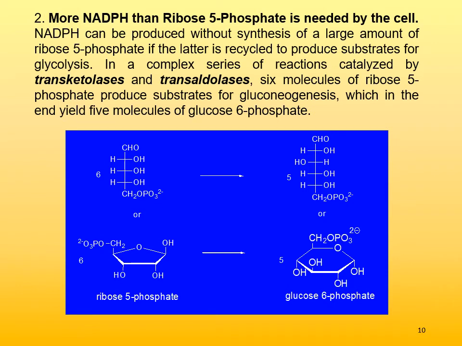In the second case, if more NADPH than ribose 5-phosphate is needed by the cell, NADPH can be produced without synthesis of ribose 5-phosphate if ribose 5-phosphate is recycled to produce substrates for glycolysis. That means that ribose 5-phosphate undergoes a series of reactions catalyzed by the enzymes transketolases and transaldolases, which we just covered. And in those series of reactions, 6 molecules of ribose 5-phosphate produce 5 molecules of glucose 6-phosphate.